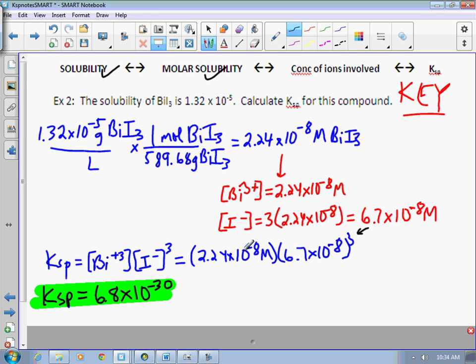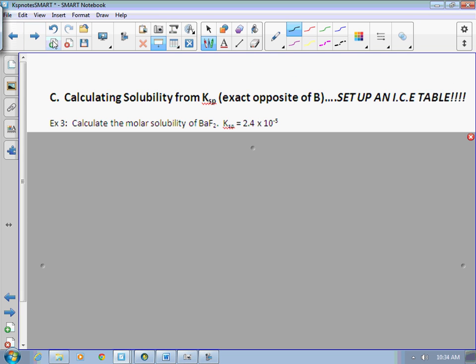All right, so what else can we do? We can go in the opposite direction. So we can go from KSP and then calculate the molar solubility or the gram solubility. All right, let's give it a go. Calculate the molar solubility of barium fluoride. The KSP is 2.4 times 10 to the negative fifth. So how much barium fluoride would actually dissolve in a liter of solution?